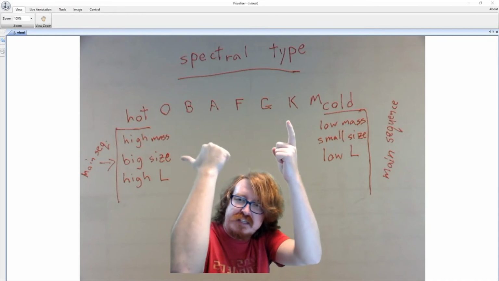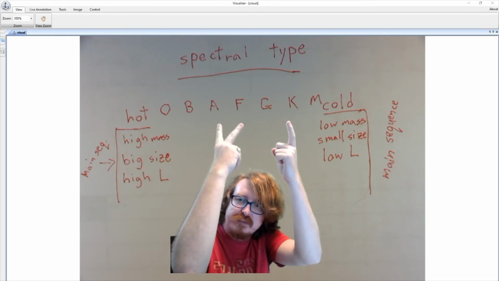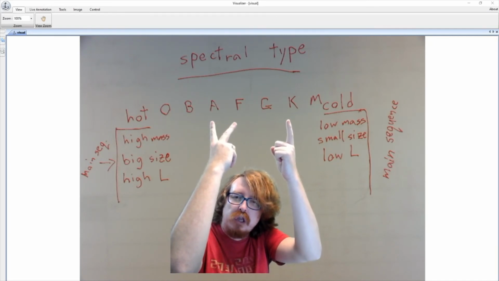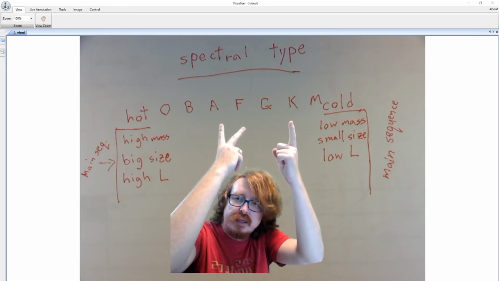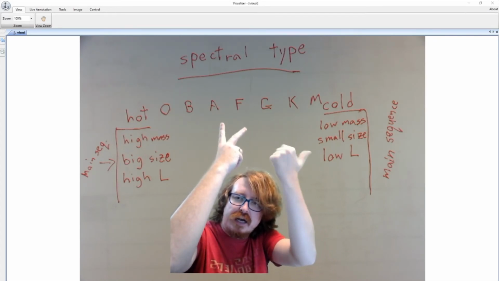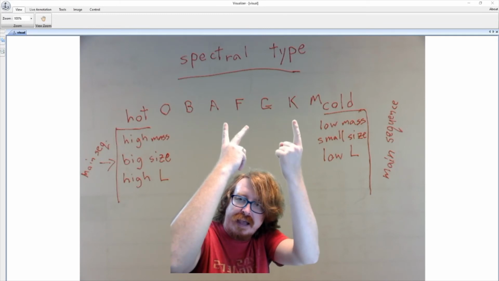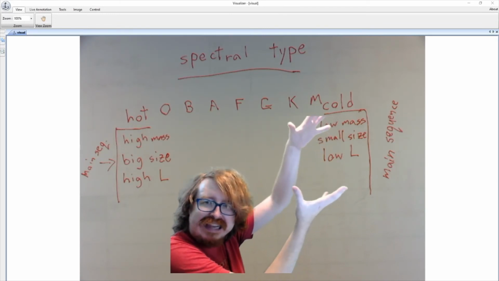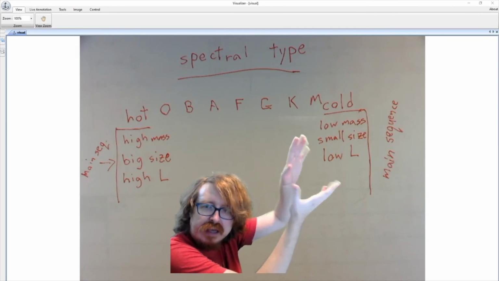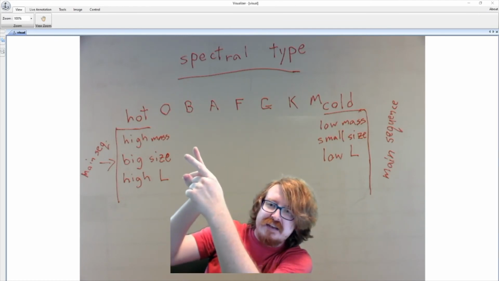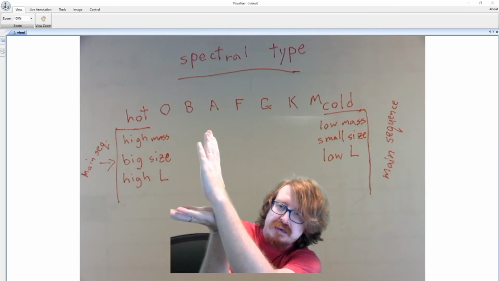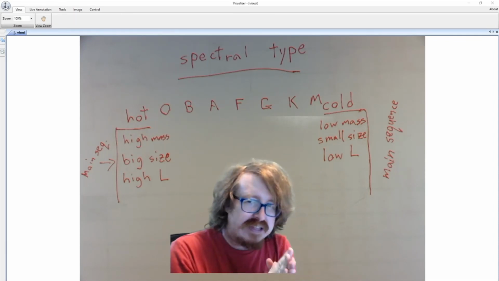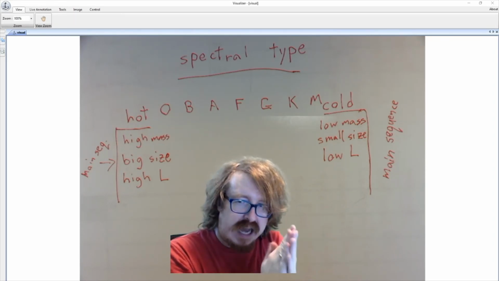A, because it's closer to that list, right? Which one would have the lowest luminosity? K, because it's closest to that list, right? So the closer you are to this side, the more like this you are. And the closer you are to that side of the list, the more like that list you are, okay?